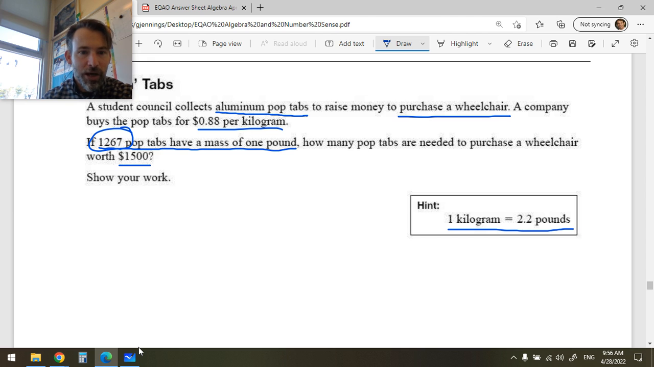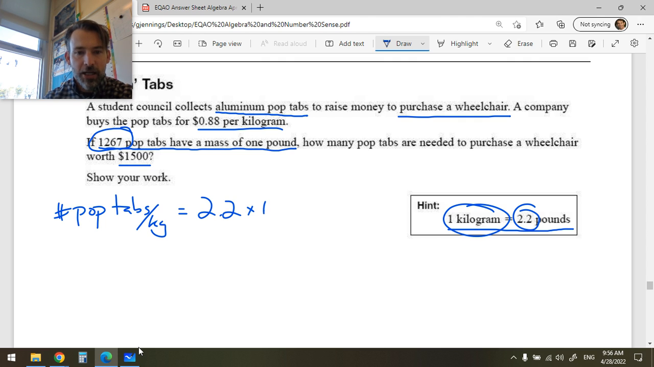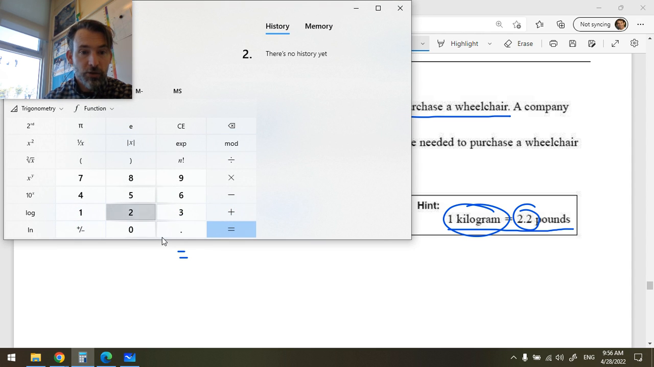First, let's work with this. This is 1 pound of pop tabs. If 1 pound is that many, then a kilogram would be 2.2 times that number. So the number of pop tabs in a kilogram will be equal to 2.2 multiplied by 1,267. Do that in your head if you can. Ha ha ha. I'd like to have that level actually. I would like to develop the level where I can do 2.2 times 1267 without going to my calculator.